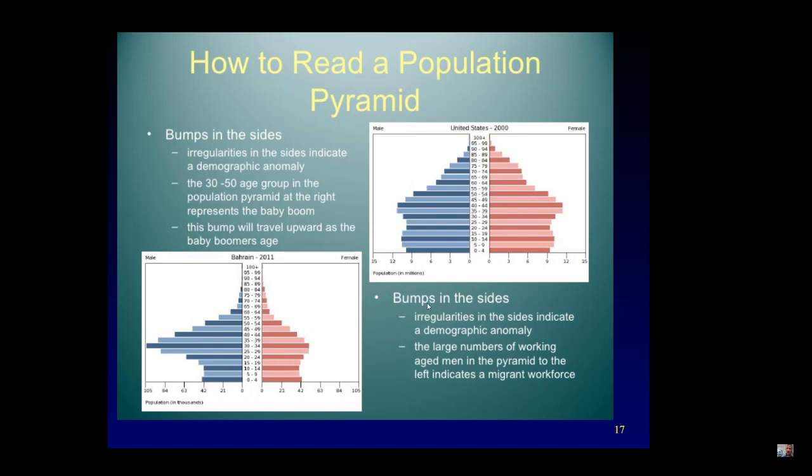Or looking at this one, Bahrain, bumps in the sides, irregularities in the sides indicate a demographic anomaly. The large number of working age men in the pyramid on the left indicates a migrant workforce. So maybe Bahrain's natural population is very stable, but we see all these extra men maybe because they invited them in to work, in construction or something along those lines.